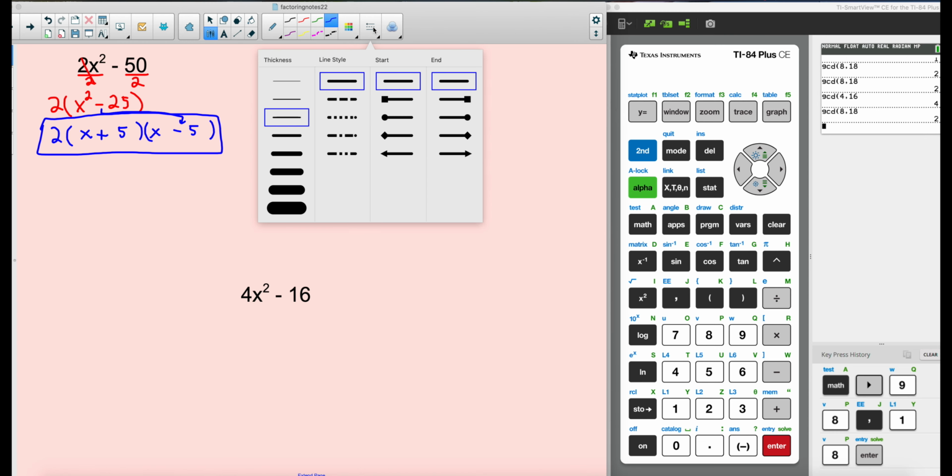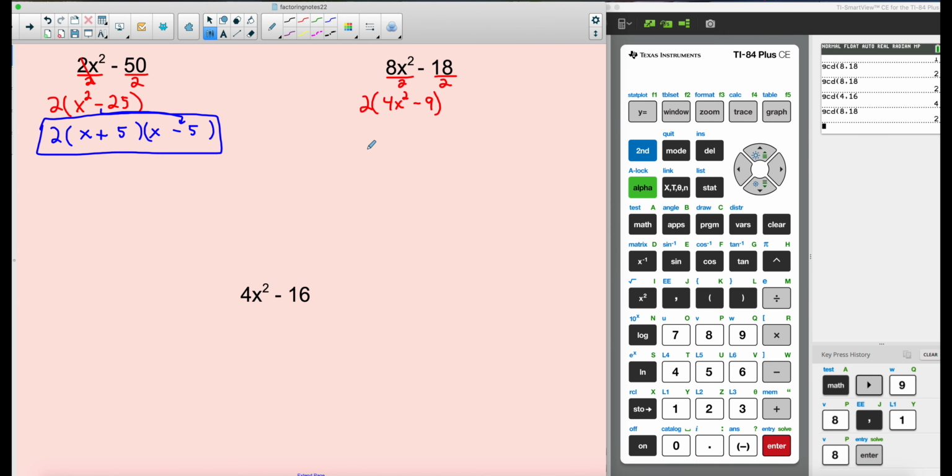That is a perfect square binomial. So now we factor perfect squares like we always do. 2 sets of parentheses. Minus again to the right. First sign's a plus. Square root of 4x squared, you guys know, is 2x. Square root of 9 is 3. And my greatest common factor of 2 just comes down. And that is your final answer. 2 times 2x plus 3 times 2x minus 3.